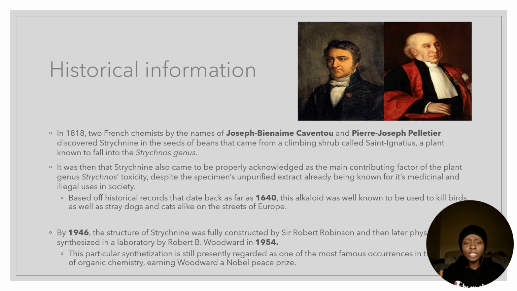It wasn't until 1946 that the structure of strychnine was fully determined by Sir Robert Robinson, and then later physically synthesized in a laboratory by Robert B. Woodward in 1954. This synthesis is still highly regarded as one of the most famous occurrences in organic chemistry. It earned Woodward a Nobel Prize. It also earned Robert Robinson his own Nobel Prize for determining the structure of strychnine.